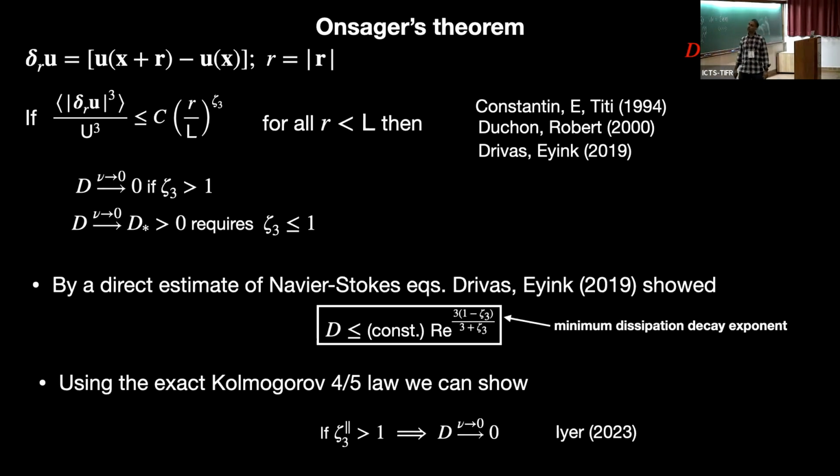One can also use the Kolmogorov 4/5 law and show that if this longitudinal exponent, these are what are calculated in experiments, is greater than 1, then the normalized dissipation must vanish in the limit, and this I showed recently. So the Kolmogorov 4/5 law is not in violation of the vanishing anomaly case. So that's an important point to make.